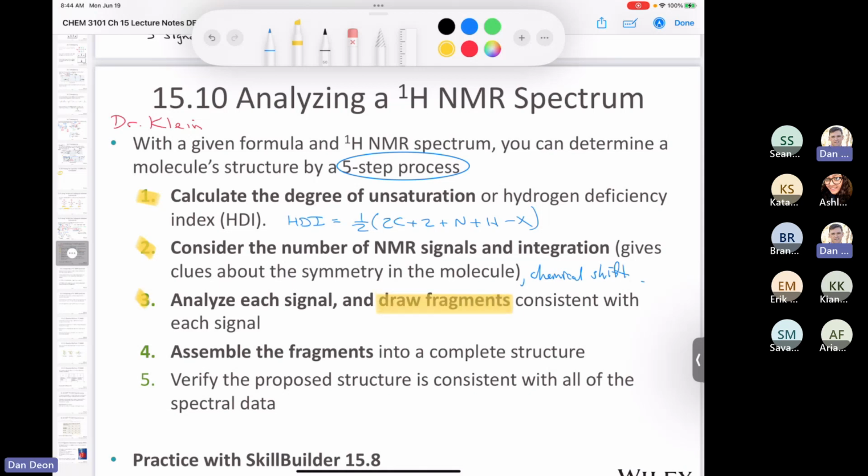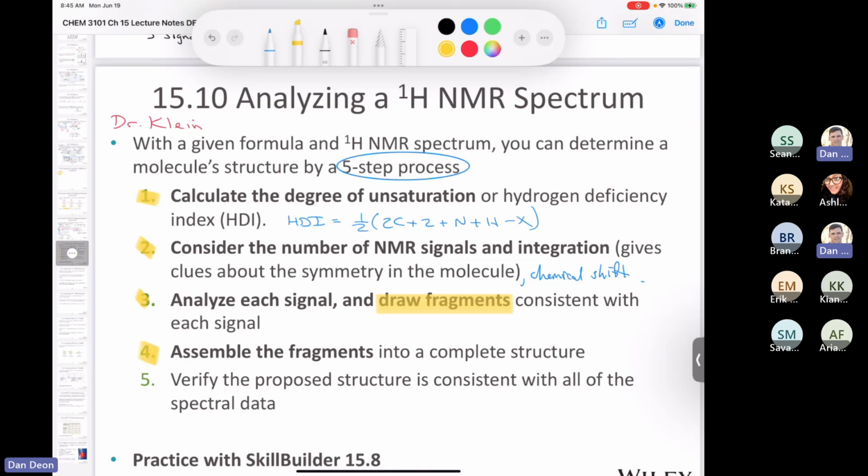I like to do this kind of, I call it my laundry list. I write down a list of all the groups. So I'll say, oh, there's a tert-butyl. I scribble that down. There's an ethyl. I scribble that down. You know, I think there's 2 methyl groups. I scribble them both down. And then you assemble the fragments into a complete structure.